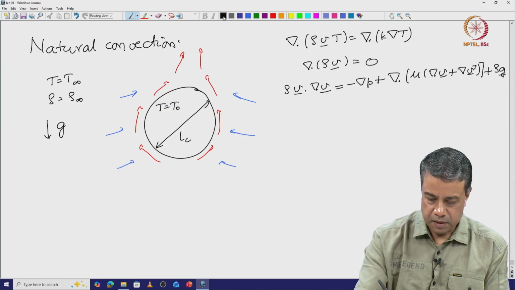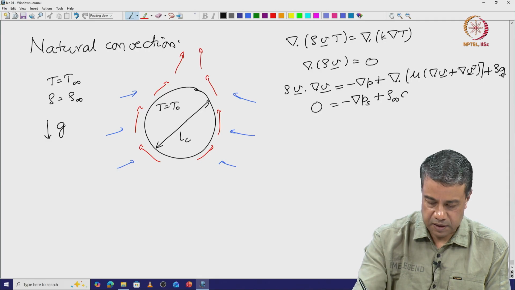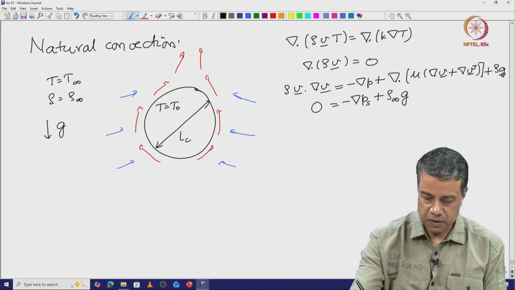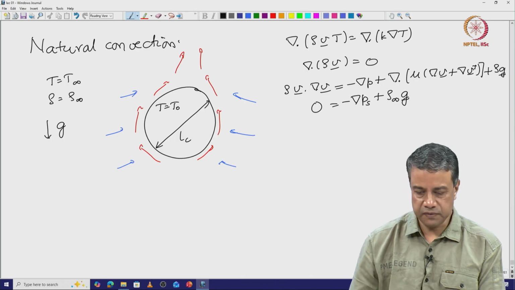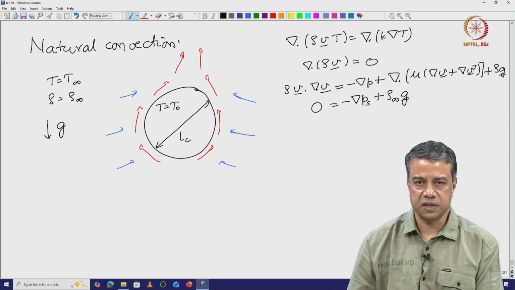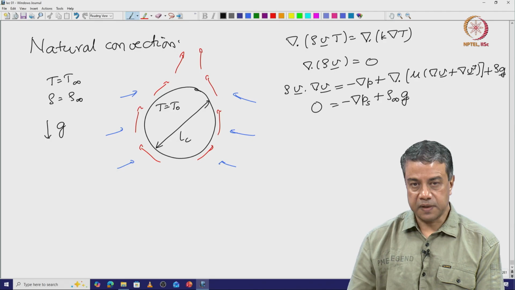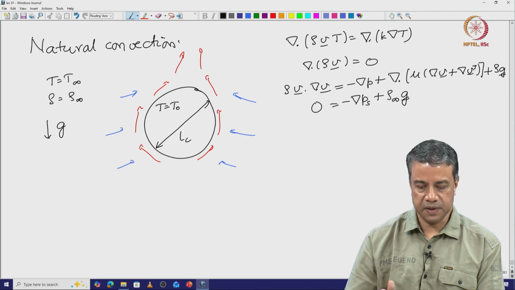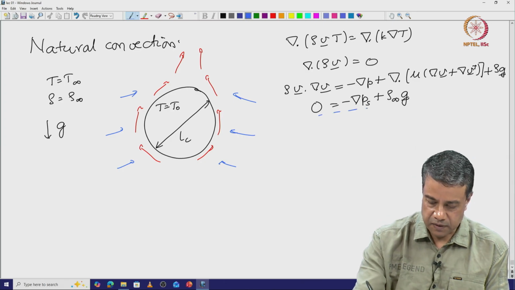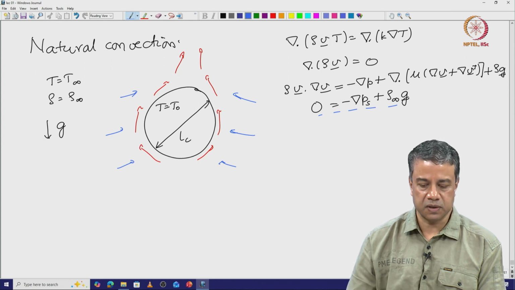If there were no flow, you would get minus grad of Ps plus rho infinity g. If there were no temperature variation, then the body force would just be rho infinity times the gravitational acceleration. I can subtract out the case where there is no temperature difference from the total momentum conservation equation.